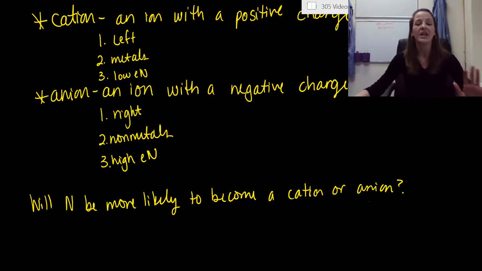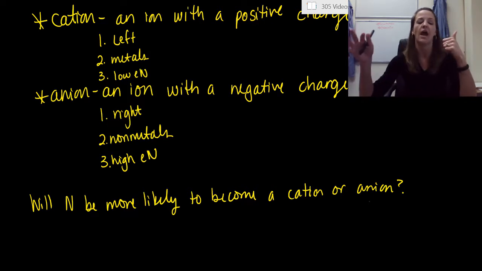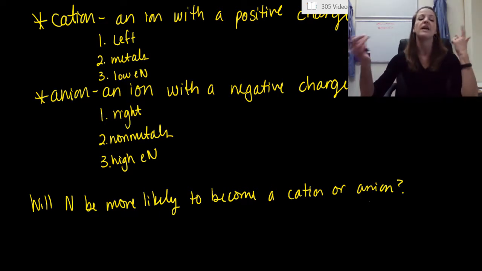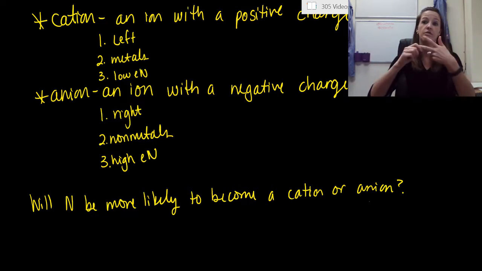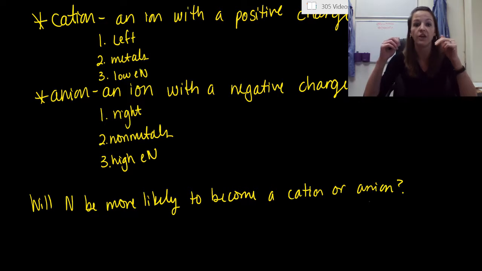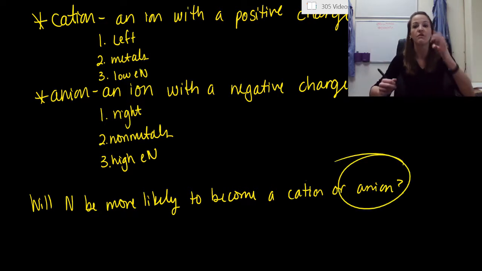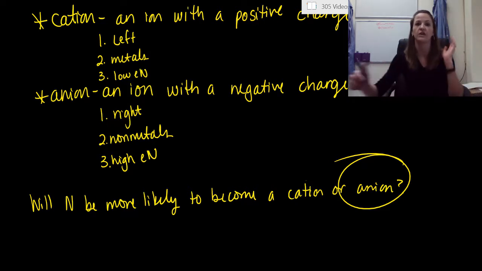Hopefully you did, and the way you approach this question is you just go through the three things I just talked about. You look at your atom, which is nitrogen, and you say, okay, is it on the right or the left side of the periodic table? Definitely the right, so we're leaning toward the anion. Now, is nitrogen a metal or a nonmetal? Definitely a nonmetal. Good chance it's going to become an anion. And then, does nitrogen have a high or low electronegativity value? Well, we know it's tied in third place for the highest electronegativity value, so nitrogen is definitely going to become an anion. That's a very, very quick way you can look at something and hopefully immediately be able to say cation or anion.